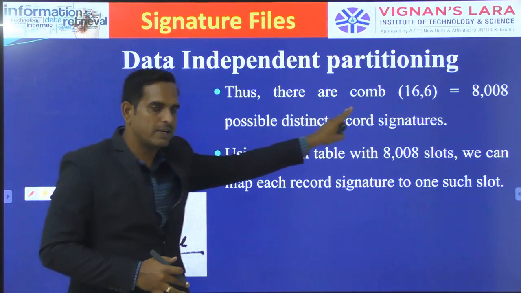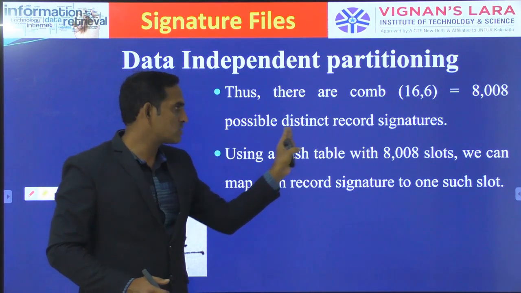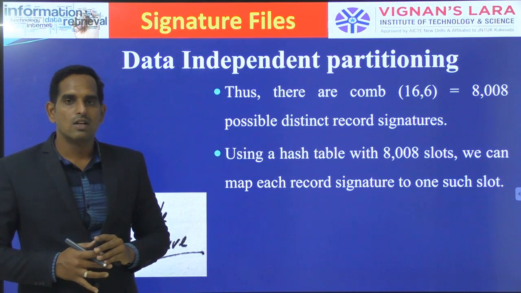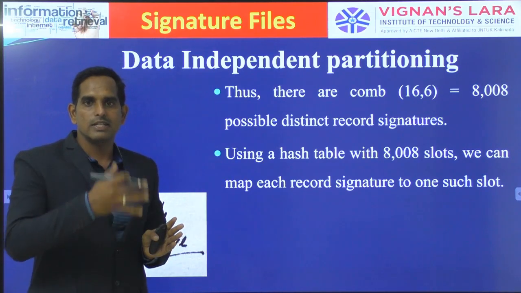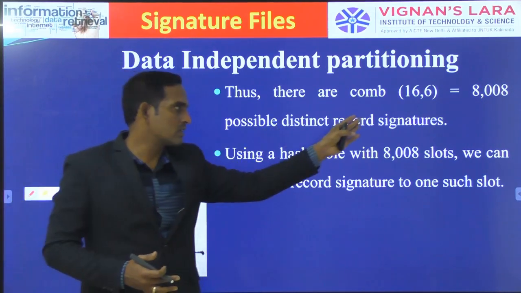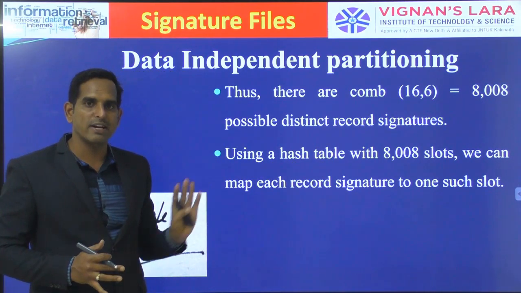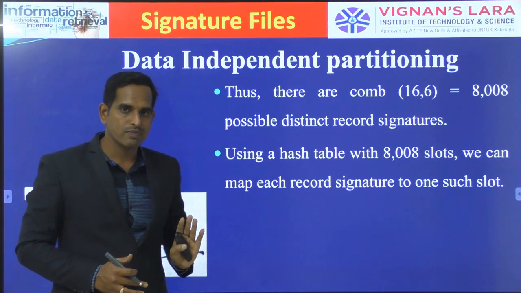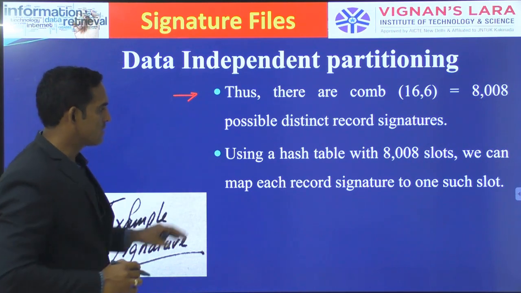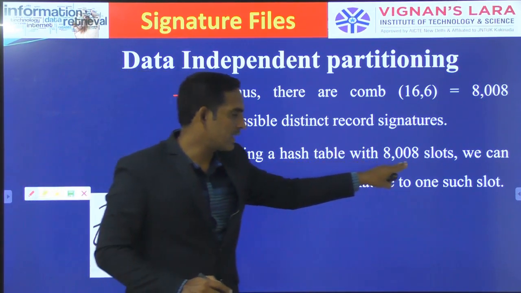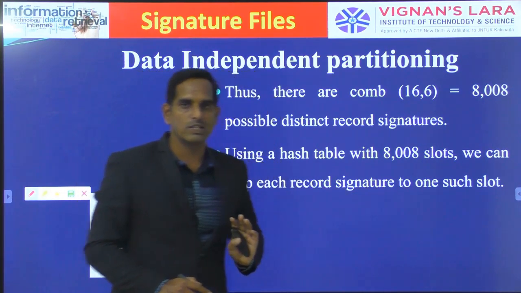there is a combination of 16C6, that is 8008 possible distinct record signatures. So if you have at least 6 bits set in your 16 bits, there is a possibility that you can create 16C6 record signatures. Those many record signatures can be created by using your document signatures. Using a hash table with 8008 slots, we can map each record signature to one slot.